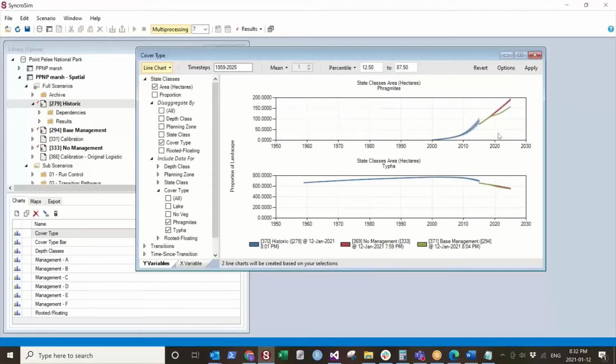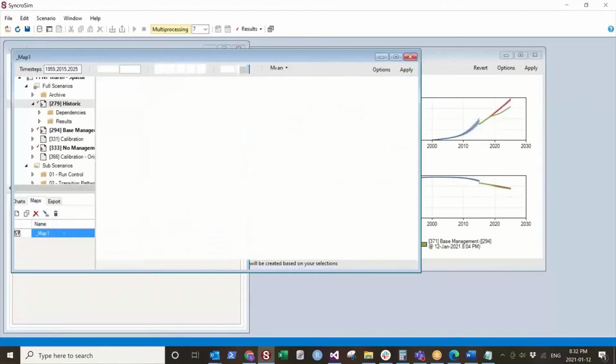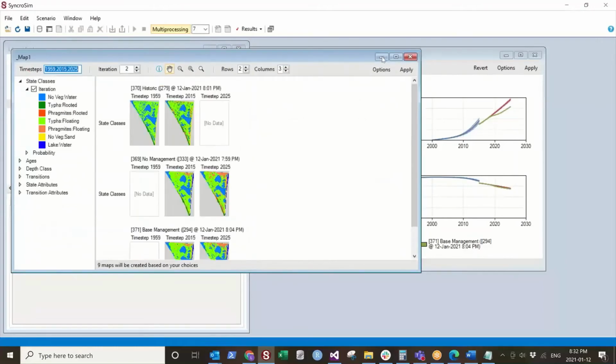And then we added 2 scenarios, one where we apply no management, and one scenario where we applied sort of a base level or budget for different management activities. That's the green one, so you start to see a reduction in Phragmites over time. And then initially with the typha, the cattails are also increasing over time, but then they start to decrease as the Phragmites starts to take over. And we've also got some maps that show those results.